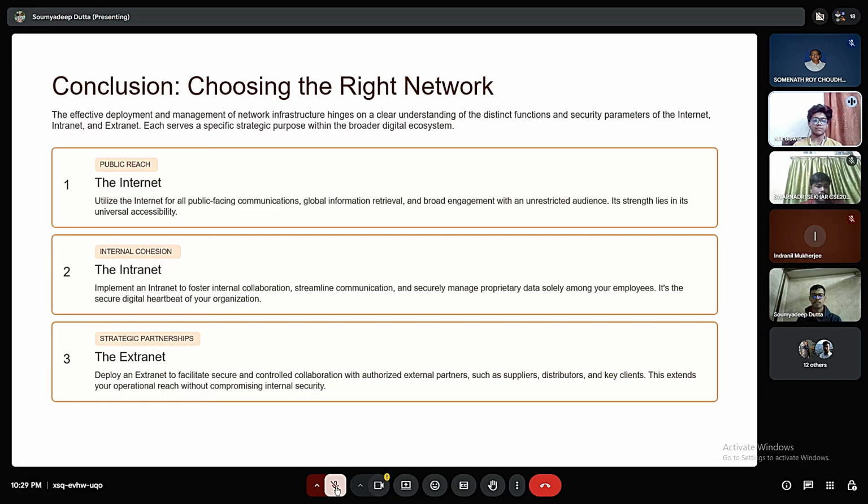Second is the internal cohesion of the intranet. Intranet works in an office-like culture where it connects streamlined communication and internal collaboration, and it securely manages appropriate data solely among your employees. And the last is the extranet and its strategic partnerships. Extranet facilitates secure, controlled collaboration with authorized external partners, such as suppliers, distributors, and key clients. This extends your operational reach without compromising internal security.